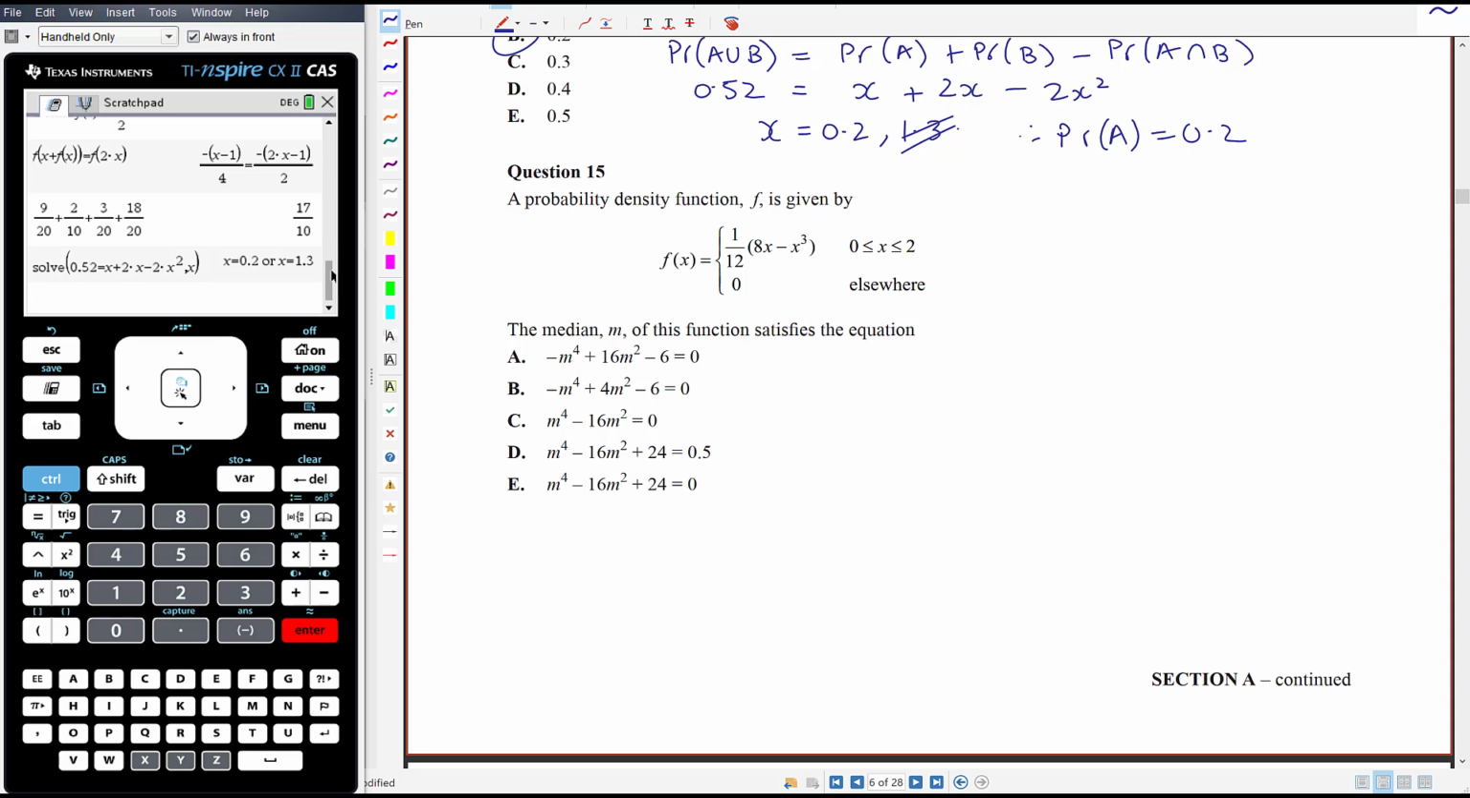Okay, so to find the median, we do the integral from 0 up to the median of the function.